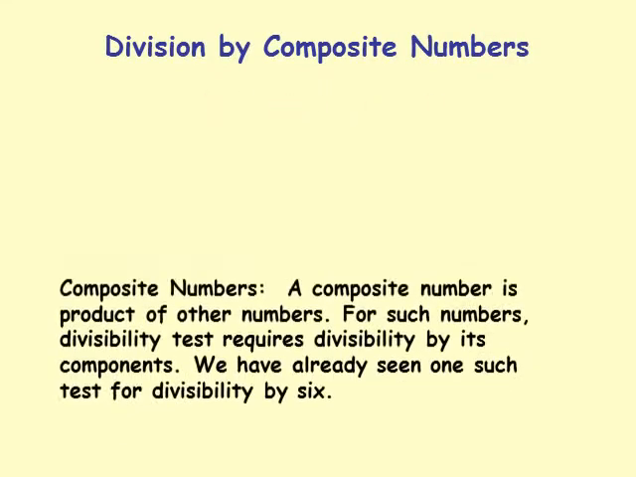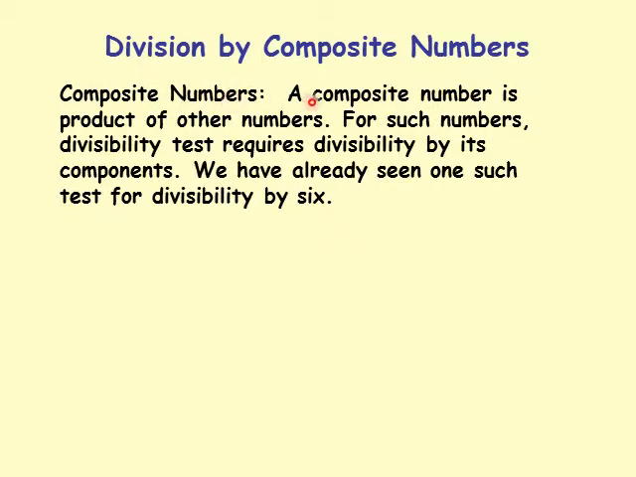Now we discuss division by composite numbers. Let's see what composite numbers are. A composite number is a product of other numbers. For such numbers, the divisibility test requires divisibility by its components. We have already seen one such test when we were discussing divisibility by 6. 6 was 2 times 3, the product of 2 and 3.